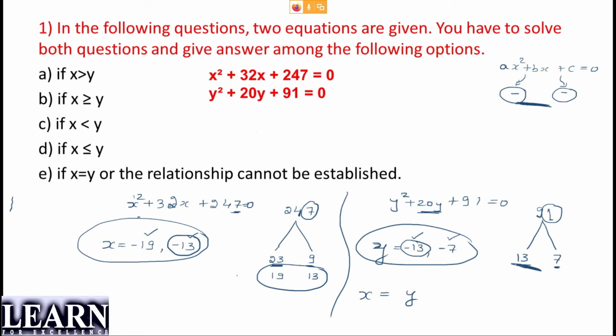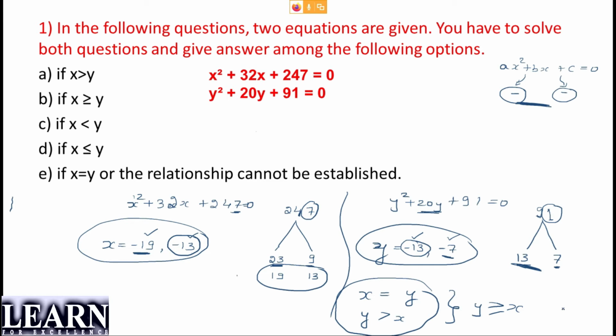Next value, this is minus 19 and this is minus 7. Which is greater, guys? Which is greater? Minus 19 is greater or minus 7 is greater? Yes, y is greater. So can I say y is greater than x? So I need one equation which talks about y is greater than or equal to x.